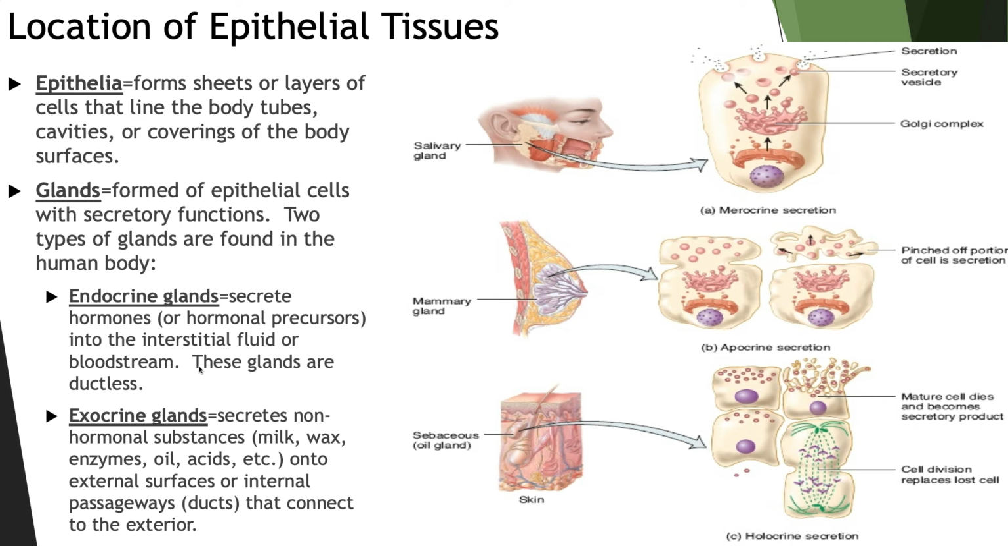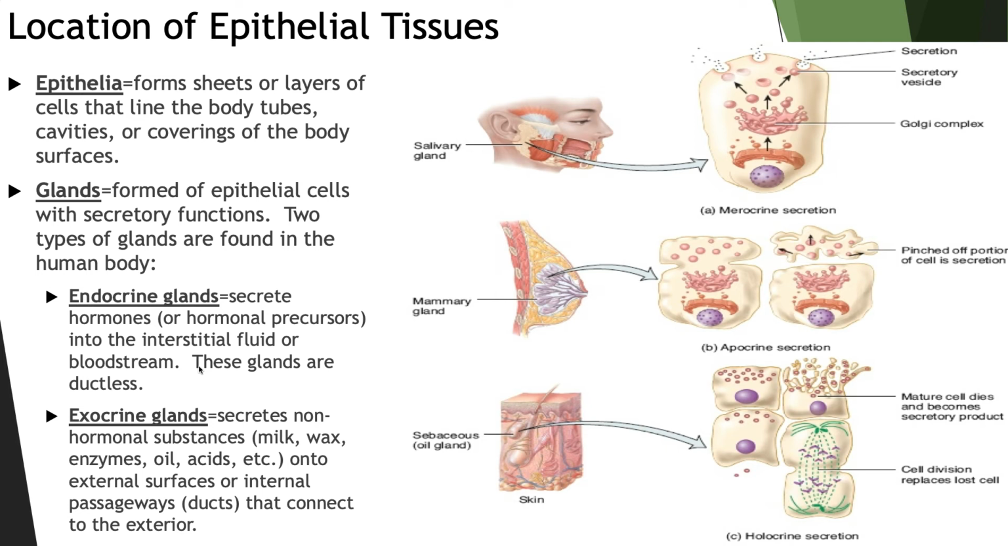You have endocrine glands, which secrete hormones into the interstitial fluid or the bloodstream. These are ductless, meaning they do not contain ducts. And exocrine glands, which are essentially glands that secrete non-hormonal substances, think milk, wax, enzymes, oils, acids, that sort of thing, onto the external surfaces or internal passageways that connect to the exterior. Exocrine glands do have ducts. So that's one way that you can separate them.